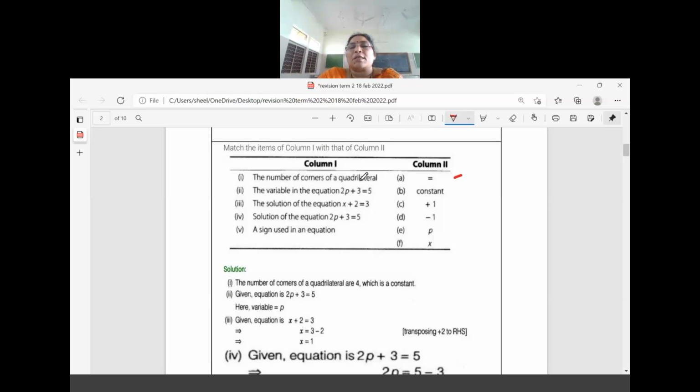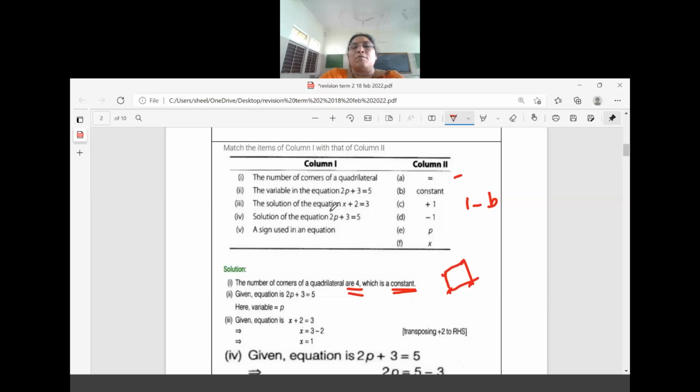The number of corners of a quadrilateral. A quadrilateral means a four-sided closed figure. Rectangle is an example, square is an example. So how many corners are there for a square or rectangle? 1, 2, 3, 4. So we will write 4 only. 4 is a number, so we can say that it is a constant. So which option is correct? B option is correct there. So for 1, it is B, right? We got B only. Now what is the next question?